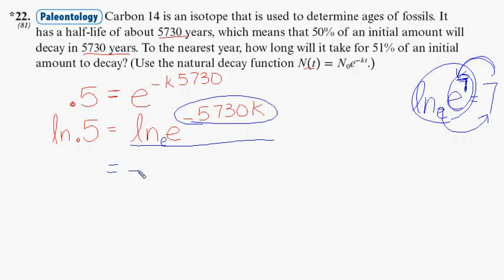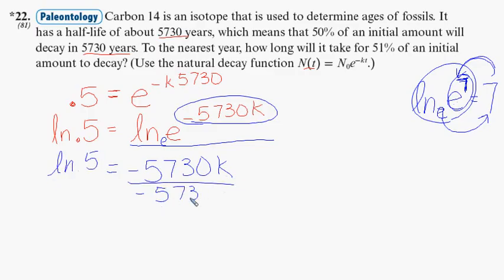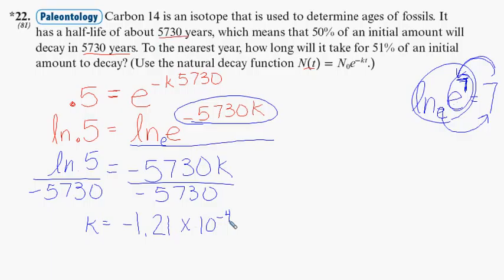So I'm going to say equals negative 5730k, and then we have the natural log of 0.5. Divide both sides by negative 5730, and I'm thinking that for k, you should get kind of an ugly number. I changed it to scientific notation, so I got negative 1.21 times 10 to the negative 4th. Now, the problem is we're not done. So now we have to use this.